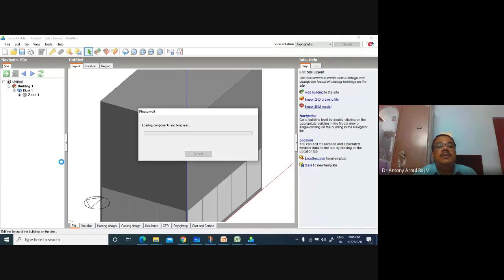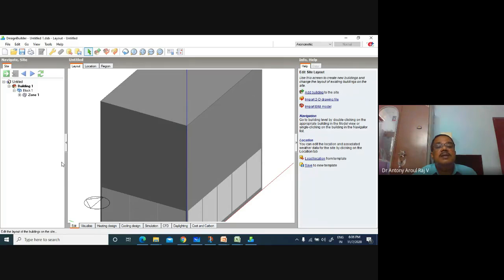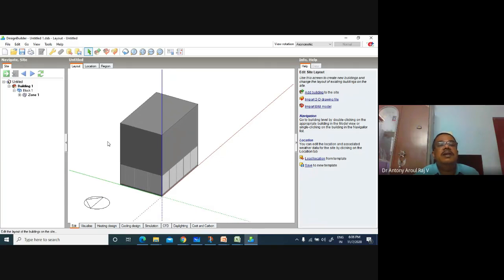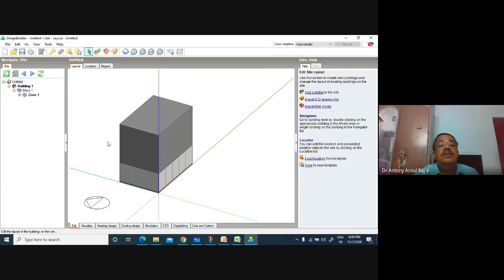So this is the building. This is the building which has been constructed. It's a simple building. It is not created by me; it is already given in the solver itself. If you enter the Design Builder solver, you can see this building.